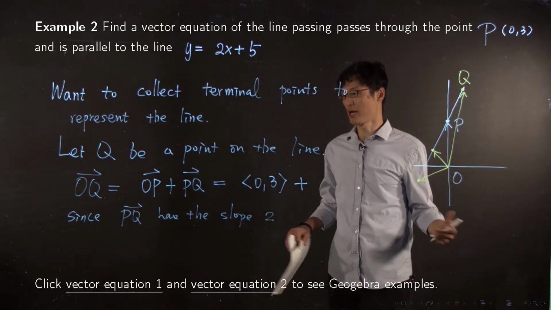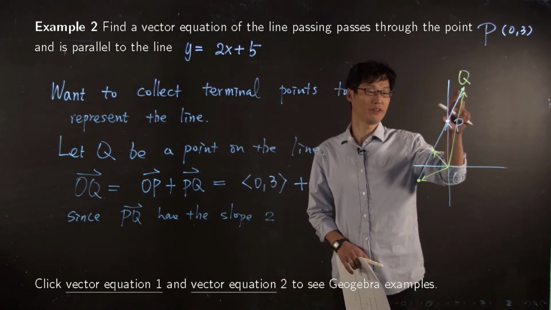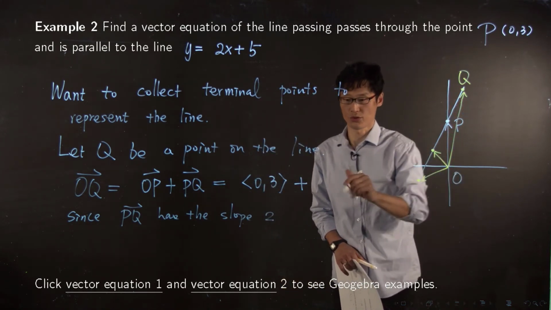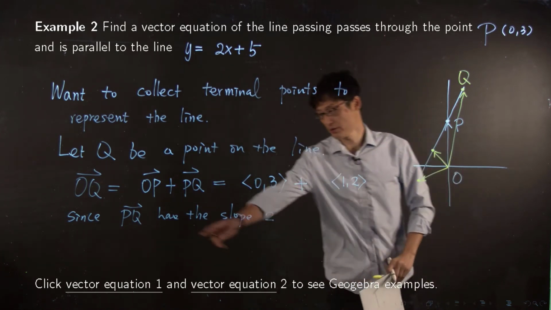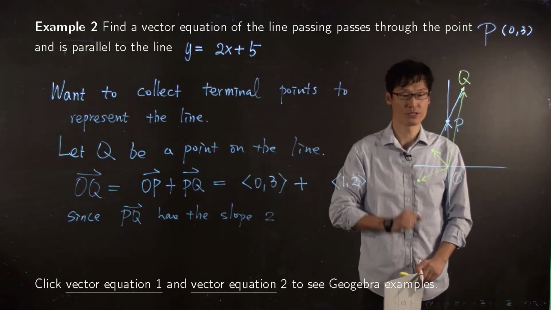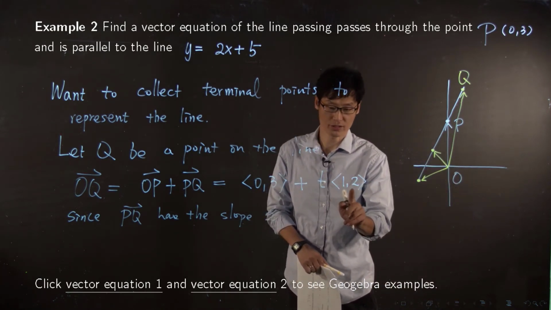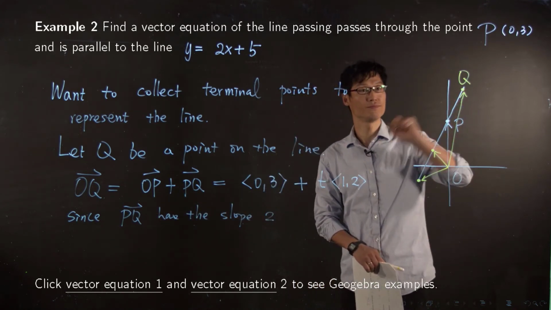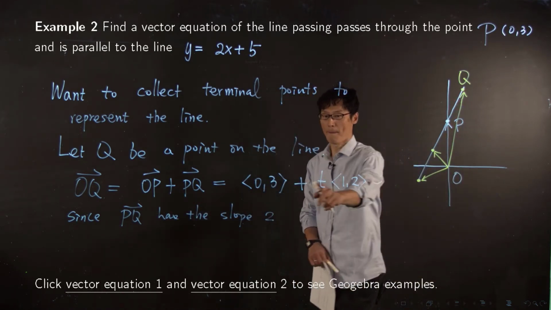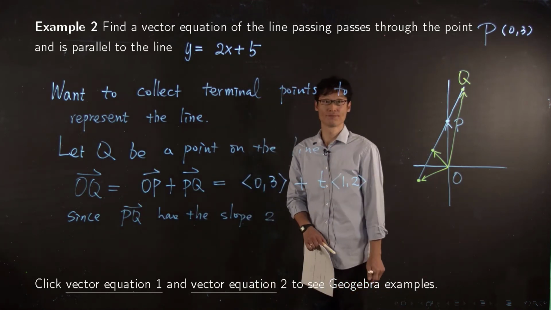Well, there are infinitely many. Now that this vector has a slope 2, you can pick any vector with the slope 2. So for example, (1, 2). This vector has a slope 2. That means you can take some scalar multiple of this vector (1, 2) to represent this vector PQ. Once you add them up, this will give you the vector OQ.